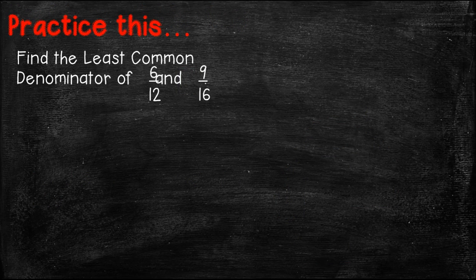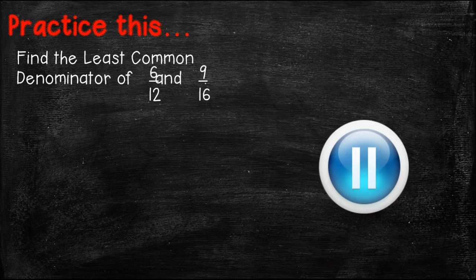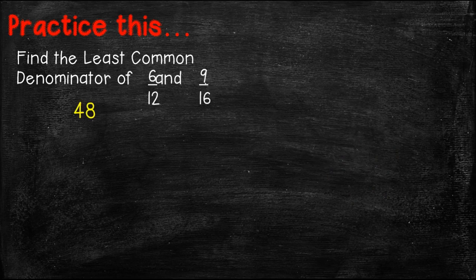So practice this. Find the least common denominator of 6/12 and 9/16. Go ahead and pause the video and come back and see if you can figure that out. Again, we just need to know the least common denominator right now. Okay, coming back in 3, 2, 1. The least common denominator of 6/12 and 9/16 is 48.